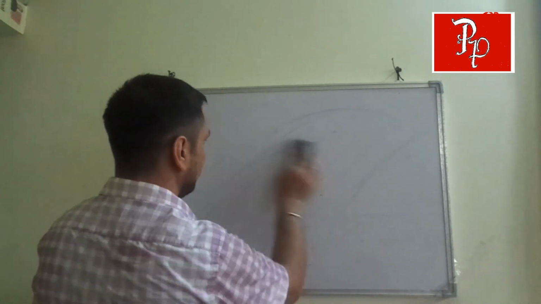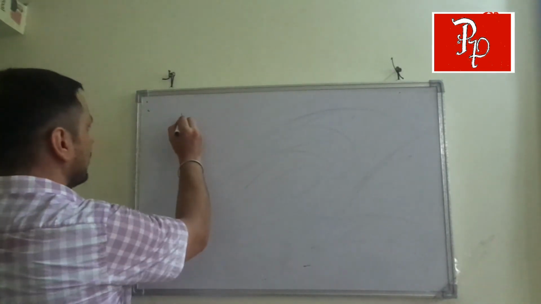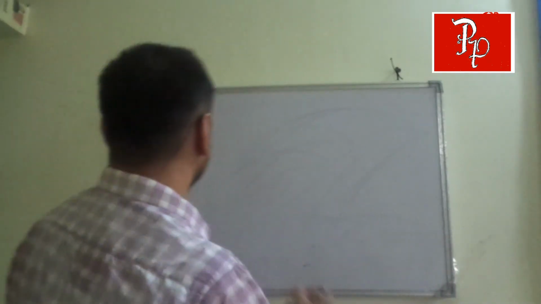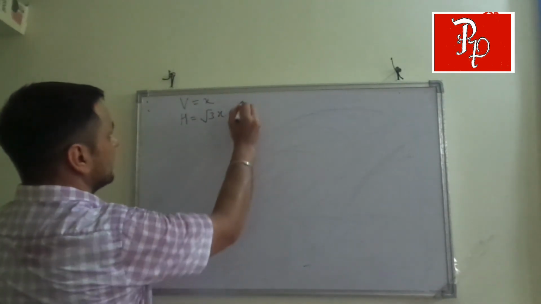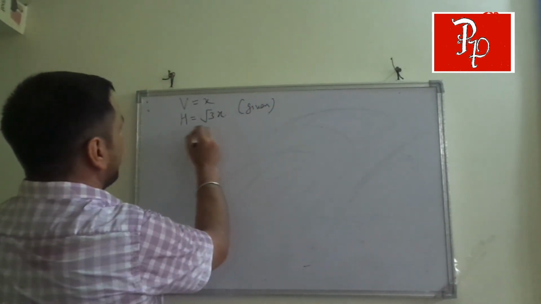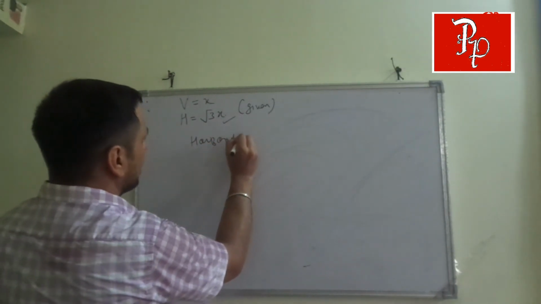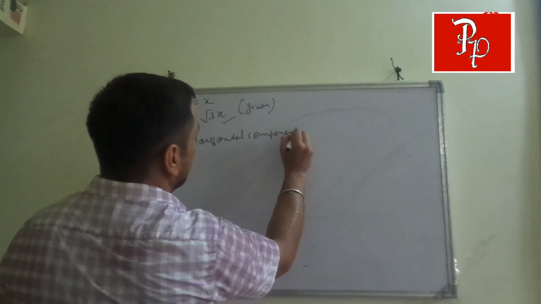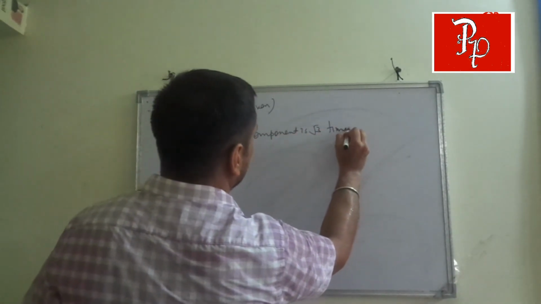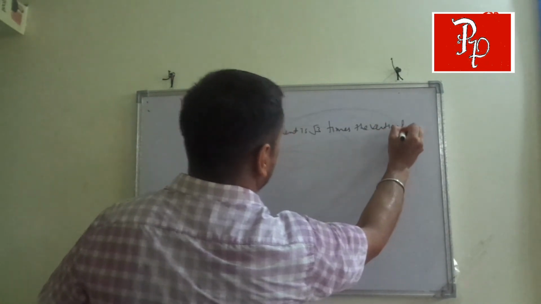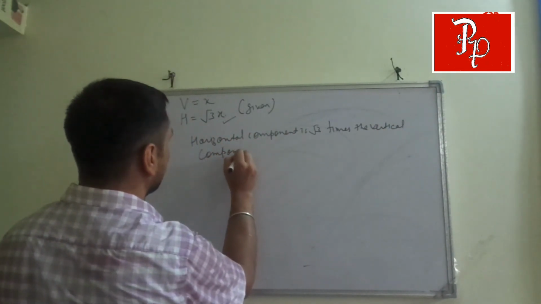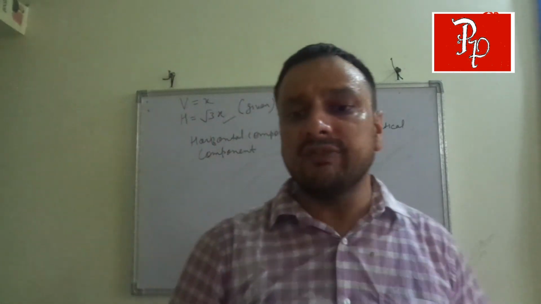Very simple numerical. Let's see. The horizontal component of Earth's magnetic field at a place is under root 3 times the vertical component. Let vertical component be x and horizontal component be under root 3 times x. It is given that the horizontal component is under root 3 times the vertical component. And it is asked, what is the value of dip at that place?